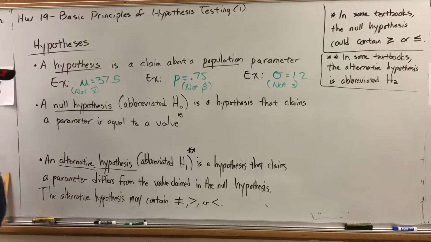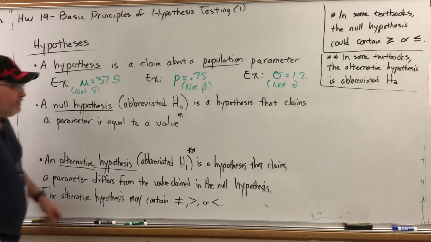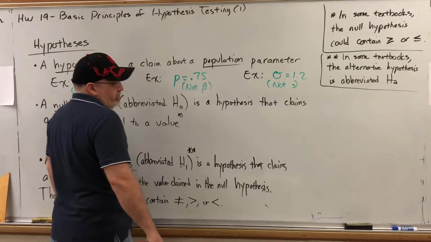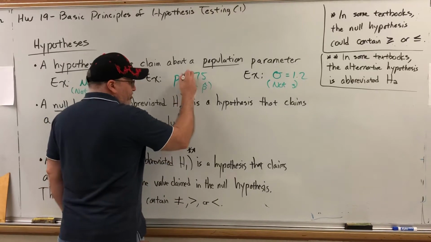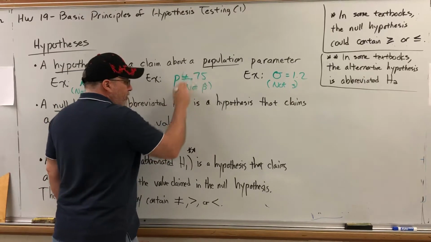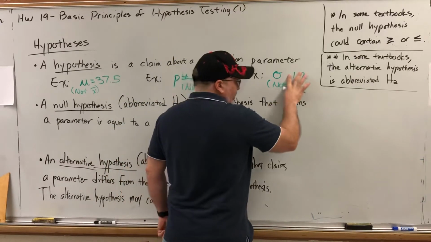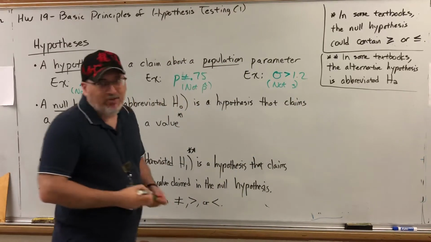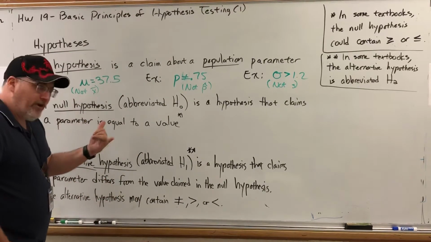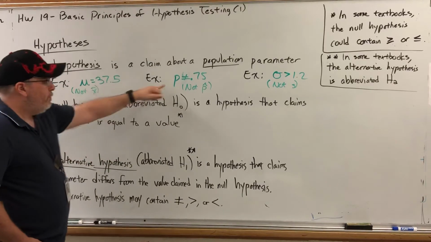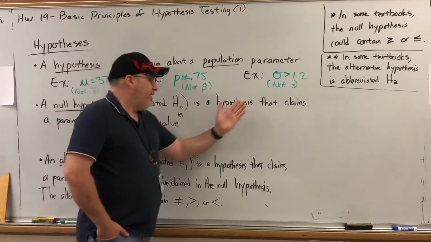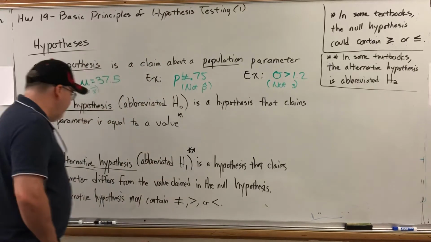Can't stress that enough. Oh, by the way, it doesn't always have to be equal. For example, let's go to the second one here. I may claim that the proportion of a population that has a characteristic is not equal to 75%. So it could be not equal to. That's still a claim about a population. Or I could say that the standard deviation is greater than 1.2. That's still a claim about a population. So when you have a hypothesis, it's always about a population parameter. So for our purposes, mu, p, or sigma. And it can state equality or inequality or some other relationship, such as greater than or less than.